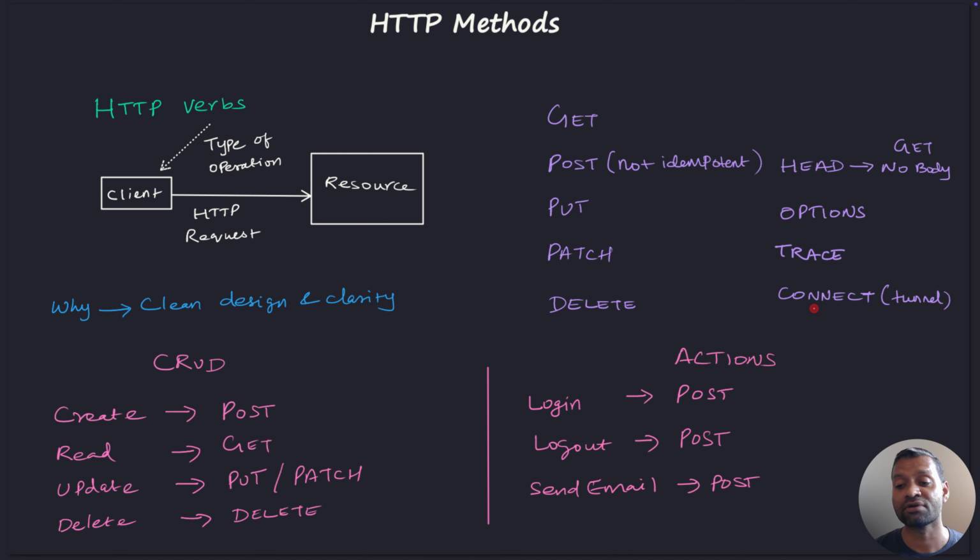Then finally we have CONNECT. CONNECT is again one of the rarely used methods. This is normally used for tunneling and proxying, and this is normally used for proxying HTTPS connections.